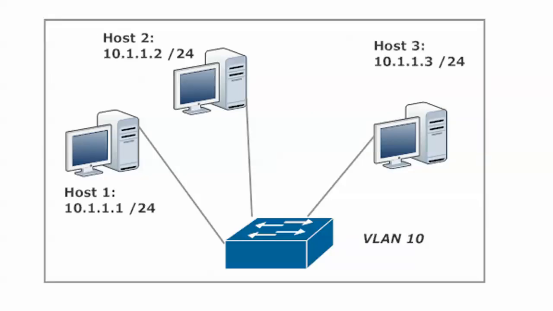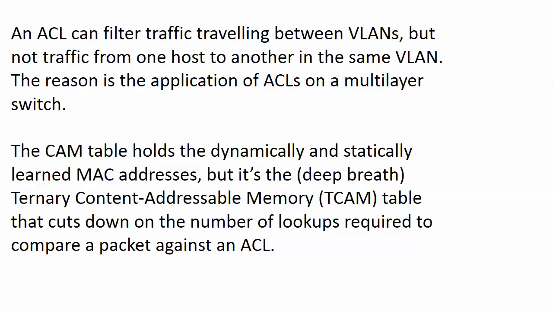We've got three hosts, all obviously from the same subnet. All have the same mask. I'm not pulling any tricks on you here. Hosts 1, 2, and 3 from 10.1.1.1 to 10.1.1.3, all in VLAN 10. And so what's the problem? Well, with an ACL, this is the issue. An ACL can filter traffic traveling between VLANs, but not traffic from one host to another in the same VLAN.